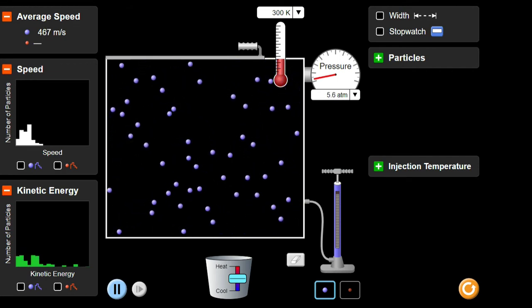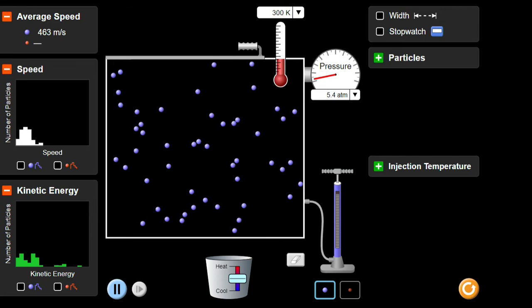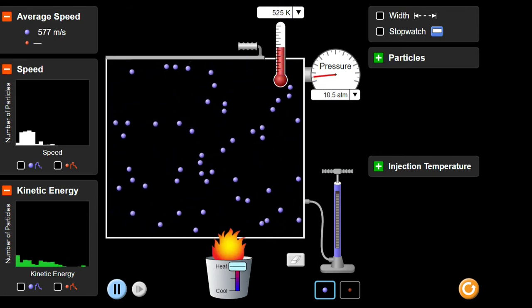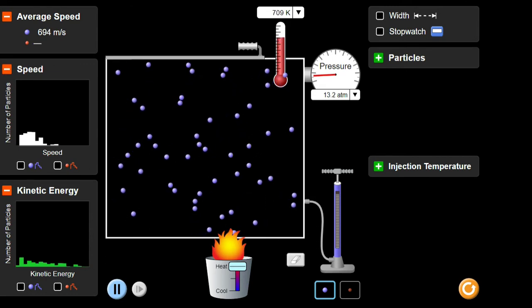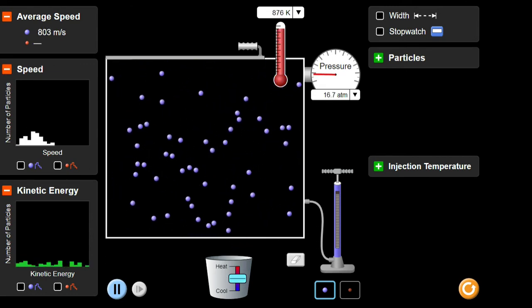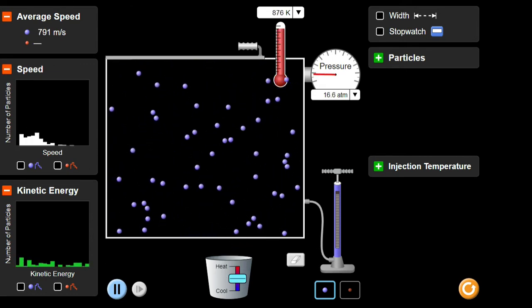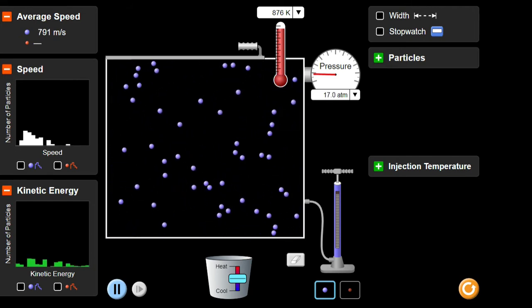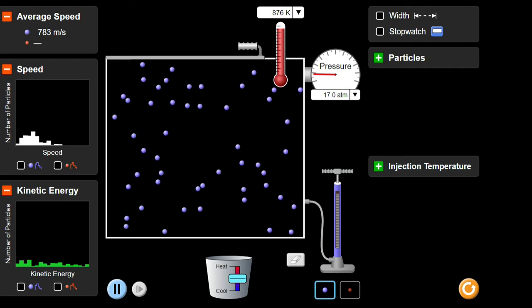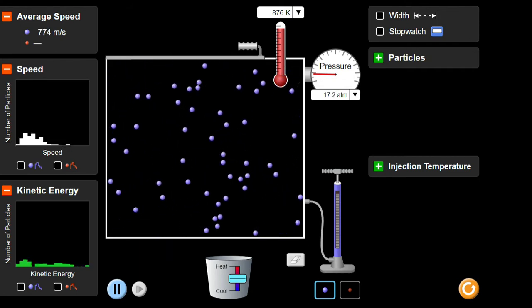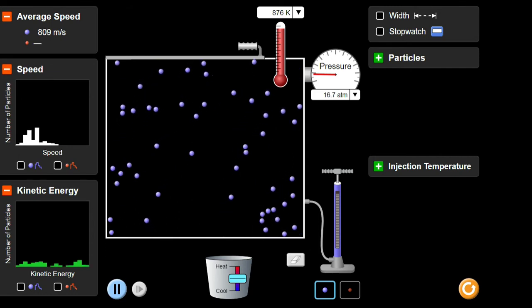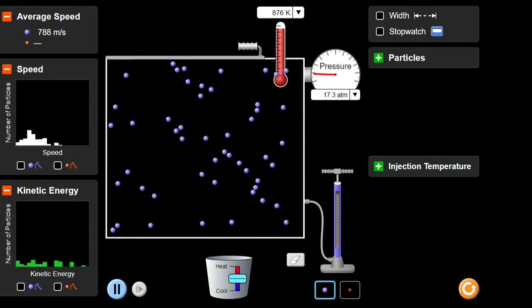Now what happens is if you start heating those particles up, okay, you can see our temperature is rising quite dramatically there. We got some more speed being experienced, and again, that overall kinetic energy has been distributed more towards the center here, and we're starting to see some particles with a large amount of kinetic energy.